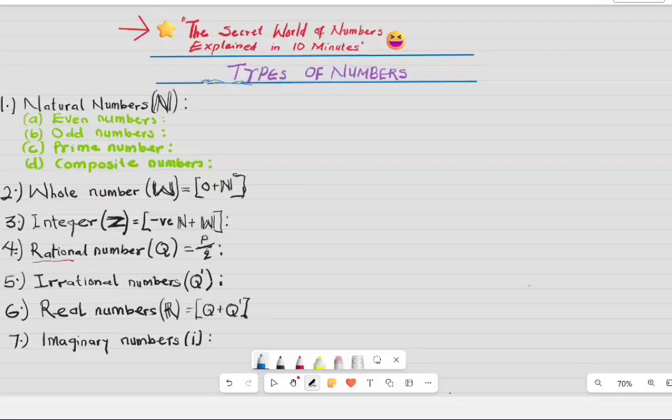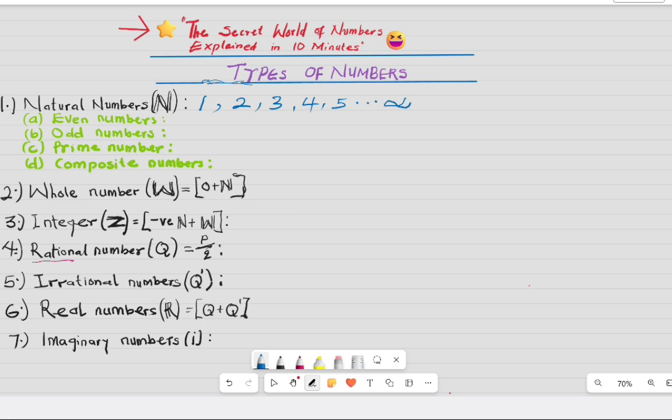Today I will show you the secret categories of numbers, that is, types of numbers. The first one we have is natural numbers, which is denoted by capital N. Natural numbers are the counting numbers, which are 1, 2, 3, 4, 5 to infinity.